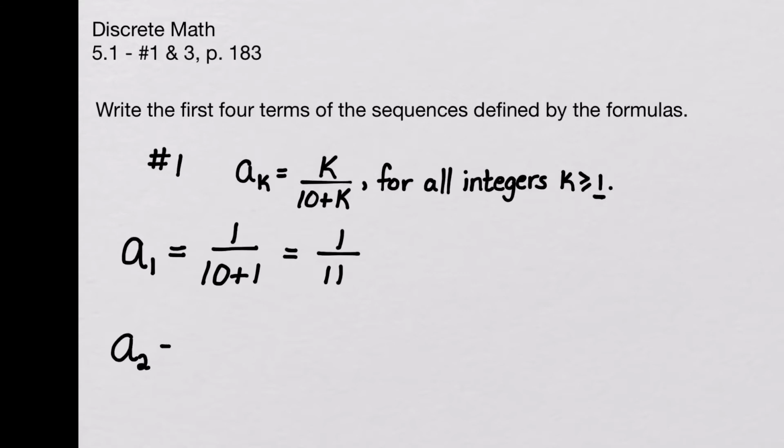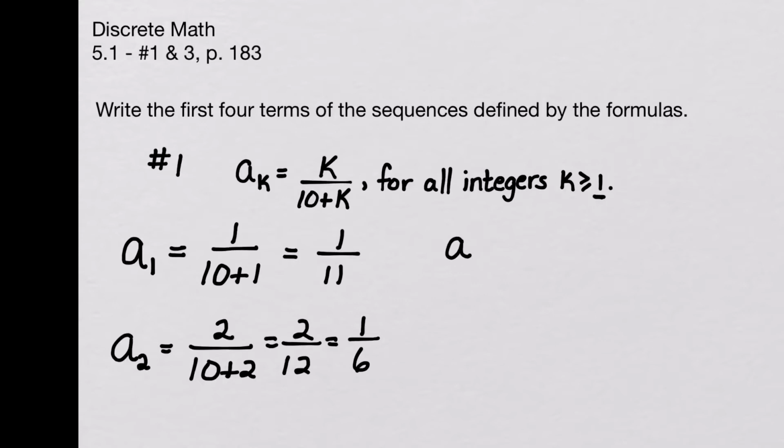A sub 2 is 2 over 10 plus 2, and that gives me 2 over 12, which in lowest terms is 1 over 6. So I'm just plugging in just like we would use function notation, but this is sequence notation. It's pretty similar. And then we have 3 over 10 plus 3, which is 3 over 13.